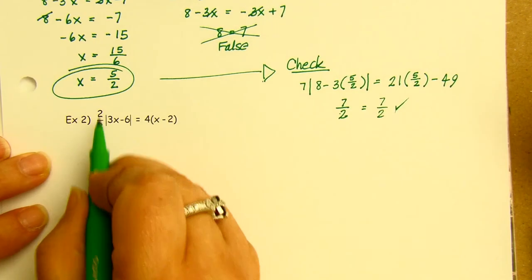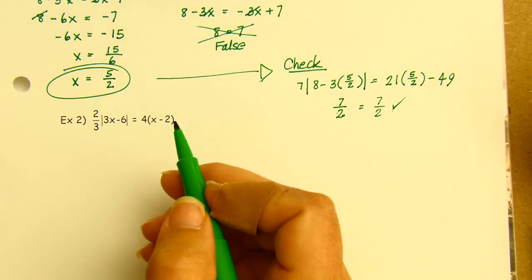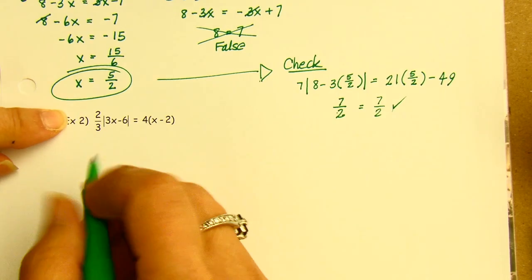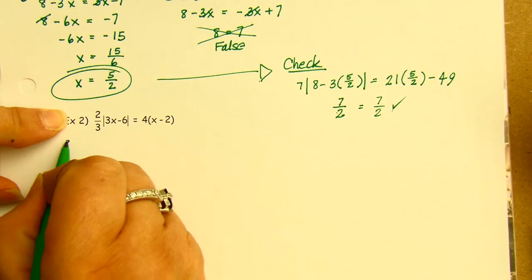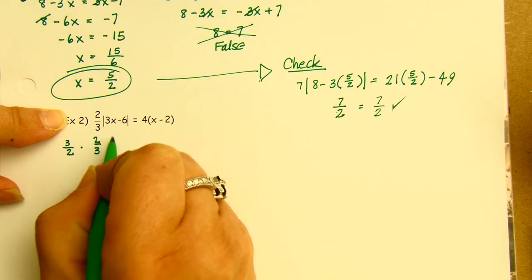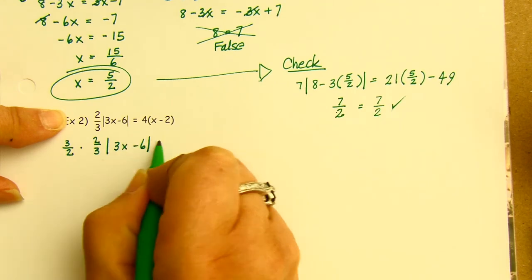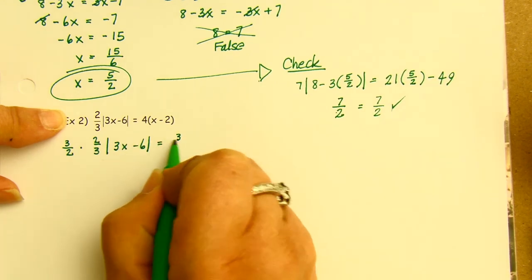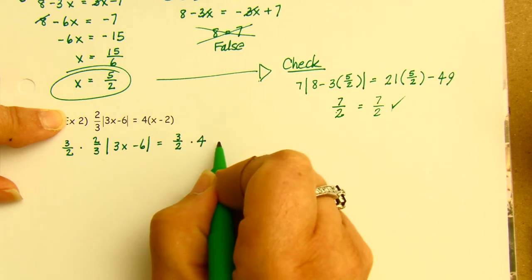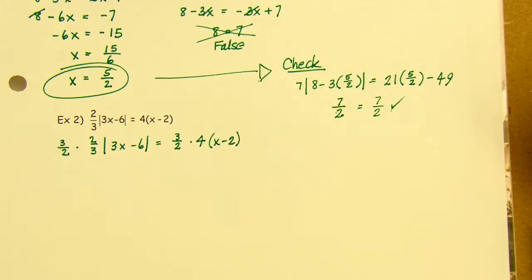Got to get rid of this 2/3. It's being multiplied with the absolute value expression. And so the only way to get rid of a fraction is to multiply by the reciprocal. The reciprocal of 2/3 is 3 halves. I'm writing the original problem down with it. And over here, I'm going to put the 3 halves in the front, and I'm going to multiply with 4 times quantity x minus 2. So that's just me setting it up.